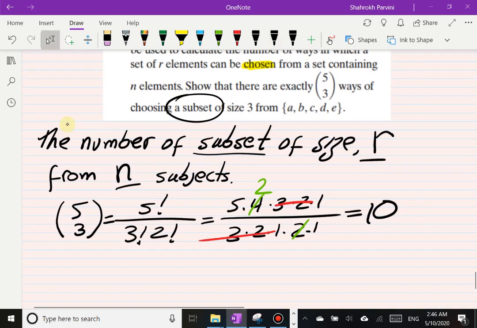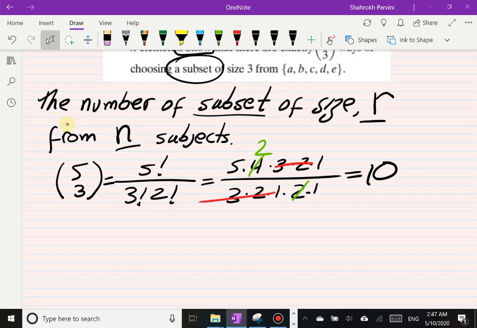And that's what they're asking. It says show that that's how many. In other words, show that there are 10 subsets of size 3. Well, let's show this. The way to show it is an exhaustive list. That's what we're going to do. Exhaustively, we're going to list them. So here's an actual list that we can come up with.